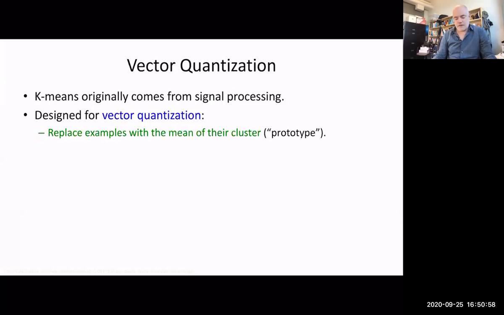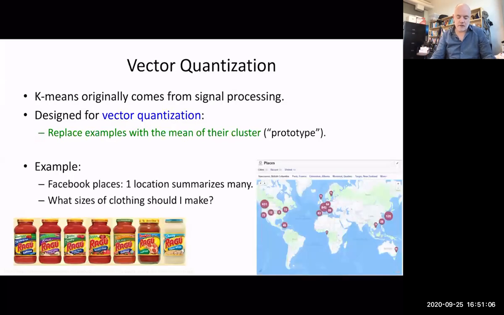K-means originally comes from the signal processing community, and it's designed for vector quantization, which basically says replace all of the samples that we have, all the feature vectors, with the means of their clusters. There are some examples of this, like Facebook summarizes many locations with a few summary locations. Clothing and footwear manufacturers build certain integral sizes. They don't build a continuum of sizes. You can think of the flavors of ragu as some optimal quantization of Western people's ideas of what is tasty in Italian food flavored substances.